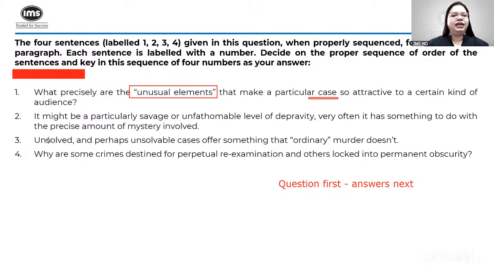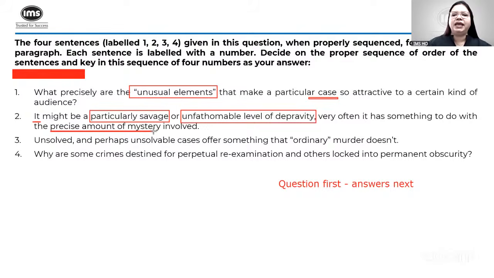When I read the next one, the unusual elements might be a particularly savage case, unfathomable level of depravity. Depravity is when there is absolutely no morality, right? All morals are lost. Such savagery, such cruelty, right? A crime that is very violent and cruel. That's what you mean by unfathomable. You just cannot understand that level of moral depravity, lack of morality. Very often it has to do with the precise amount of mystery involved. So what are those unusual elements that make certain cases, especially cases of mystery, very attractive to some people? Why do people follow those up?